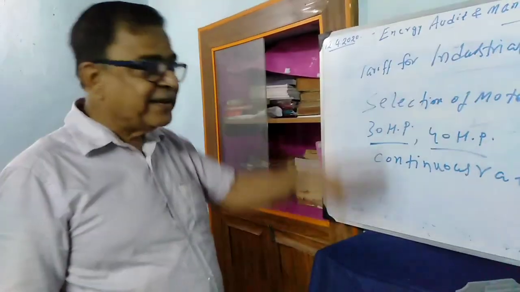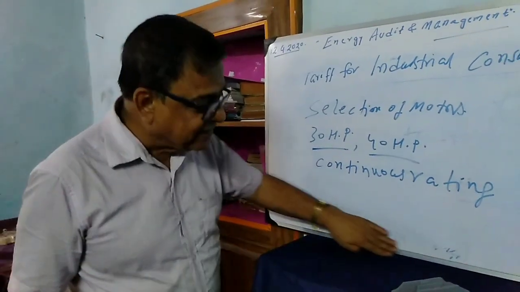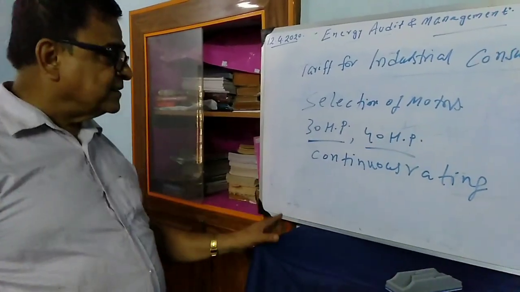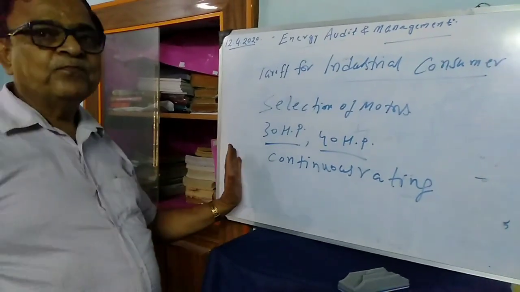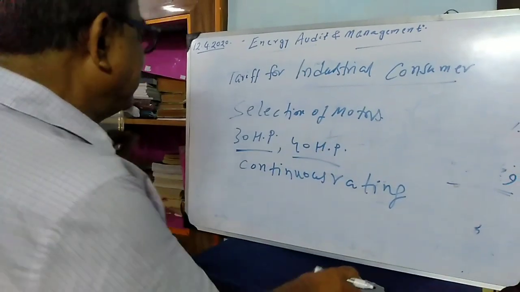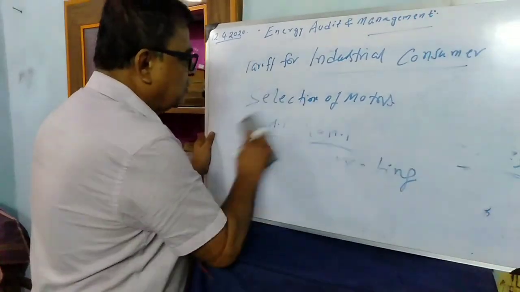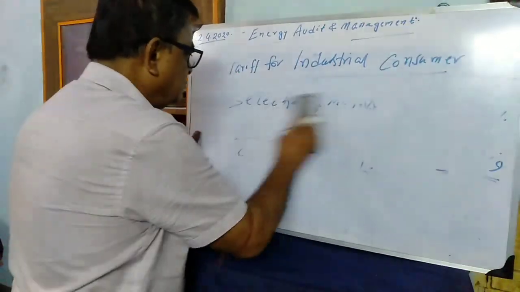If the power factor does not decrease, that means there is power factor improvement in one way, because the power factor cannot decrease and will remain the same if we provide a continuous rating motor. So selection of motor is one of the most important parts to save the energy cost.